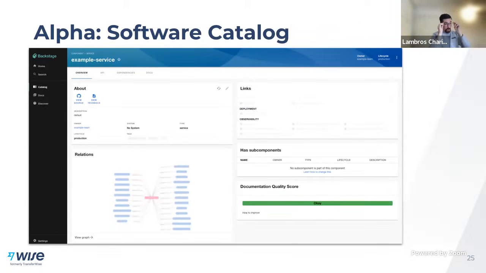Software catalog. Again, this is an inventory of everything software that we have at Wise, like tools, libraries, services, websites, and so on. Here's an example of a service component, a service page. And again, the problem: who owns something? You can see here the owner is here.